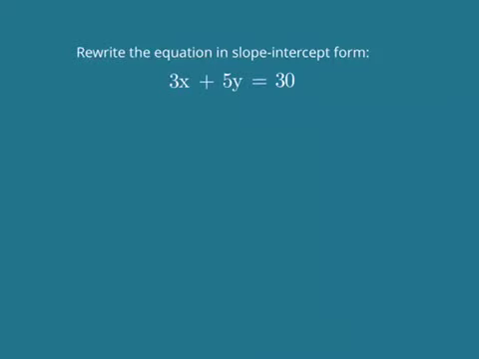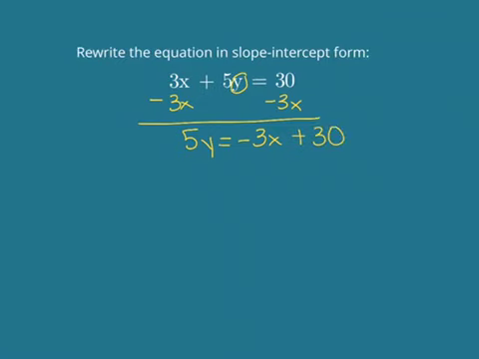Okay, now we're going to take this equation that is in standard form, because again, x and y are on the same side and we have no fractions, and we're going to rewrite it in slope-intercept form. So just like the last one, what we want to do is we want to isolate y. We want to get y all by itself. Well, the first thing we need to do is move the x term over to the other side. So when we do that, we're going to have 5y is equal to negative 3x plus 30.